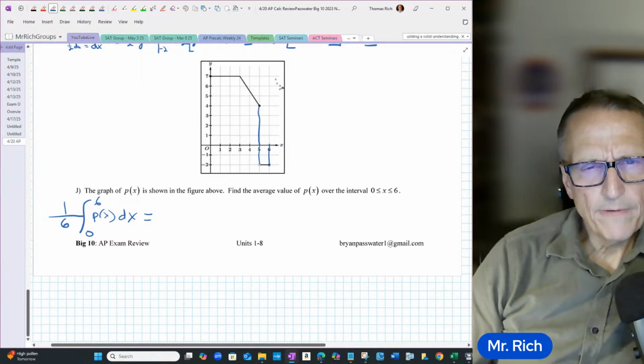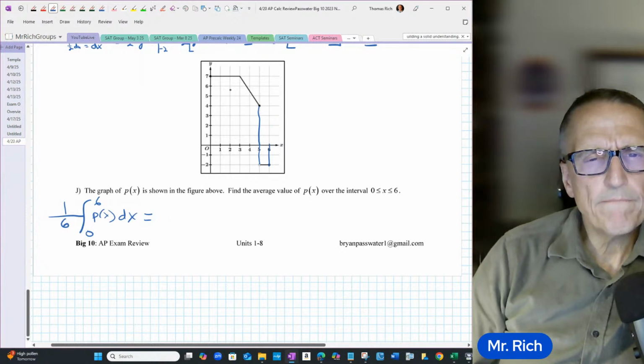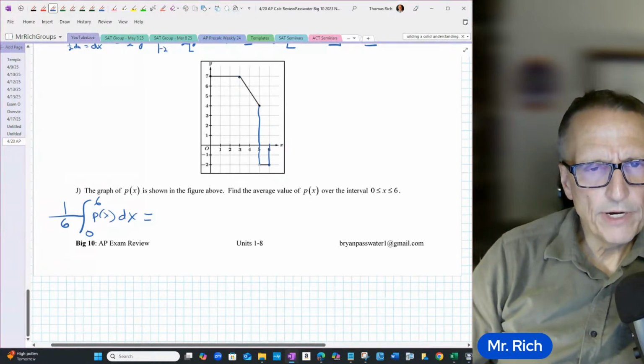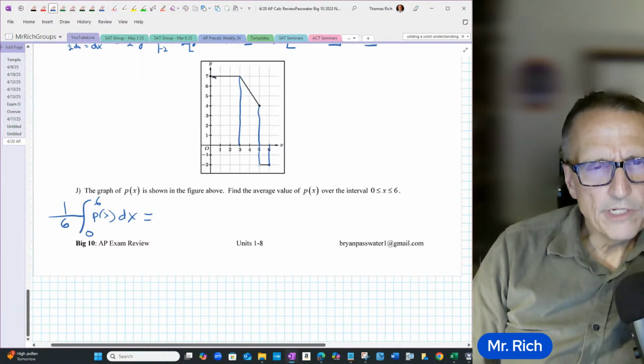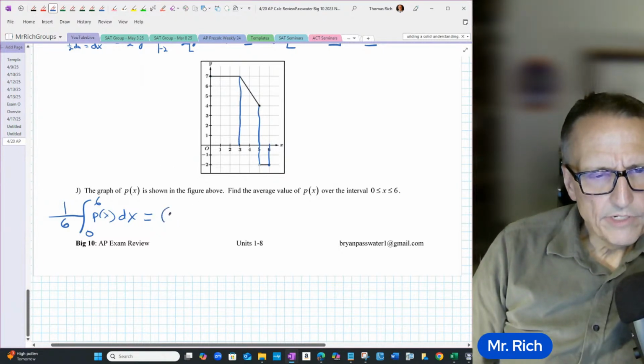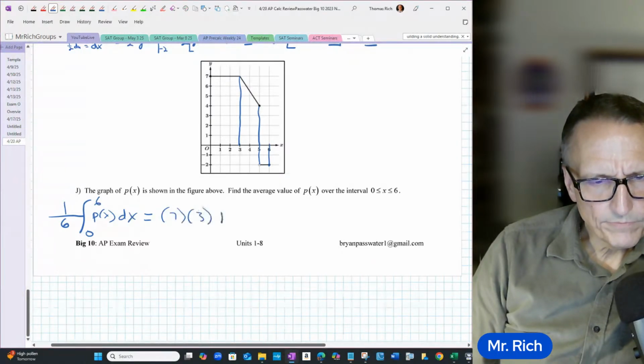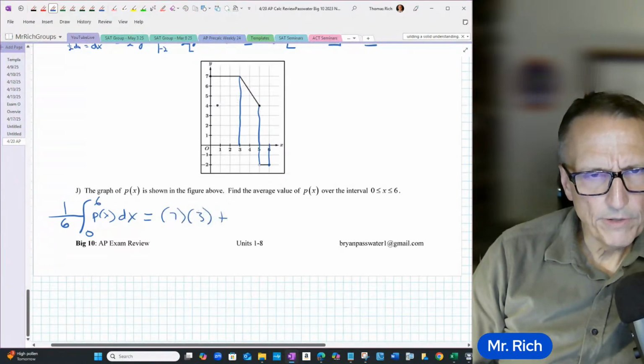Now, this right here, how do we want to find this area? I think I'll split it into 2 areas. I could do 3 areas, but I'm going to use a trapezoid and a rectangle. So this is going to be a height of 7 and a width of 3 for the rectangle. So we know this area here is 21.